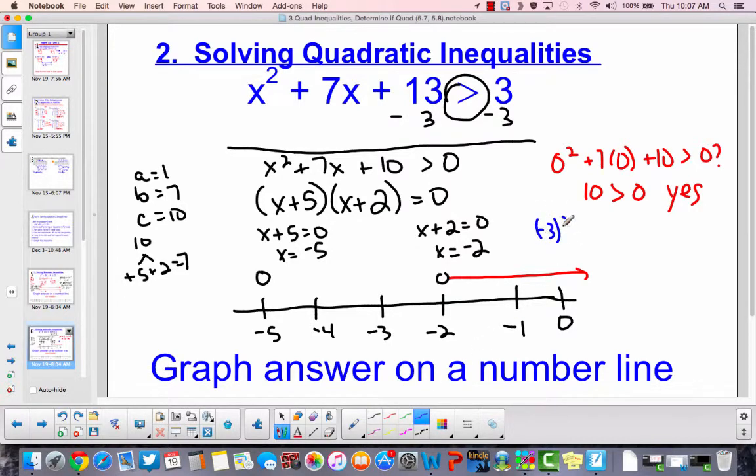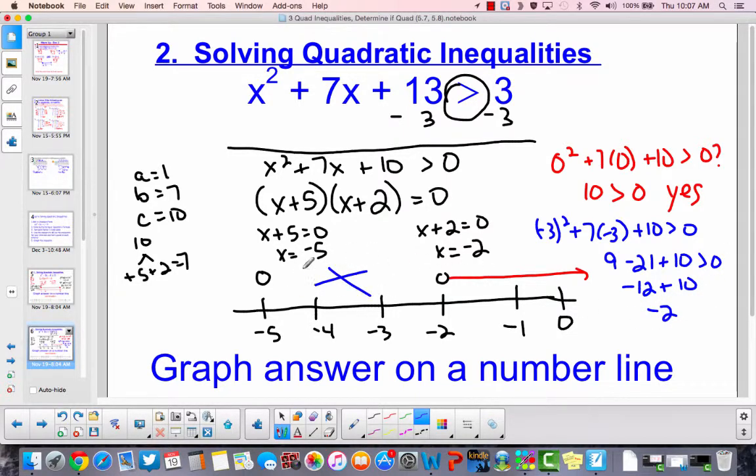Negative 3 squared plus 7 times negative 3 plus 10 is greater than, not greater than or equal to, just greater than. Okay, so that's 9 minus 21 plus 10. 9 minus 21 is a negative 12. Negative 12 plus 10 is negative 2. Is negative 2 greater than 0? No. So it doesn't work in there.